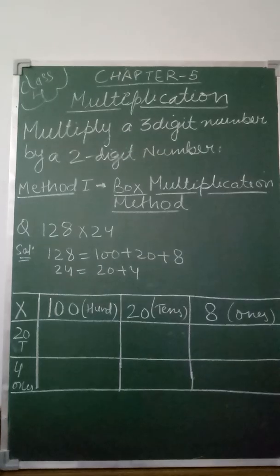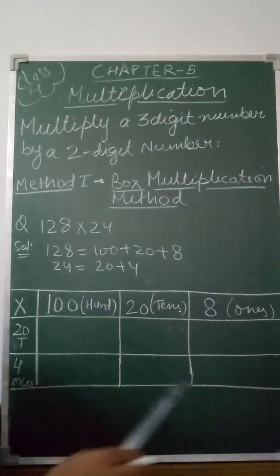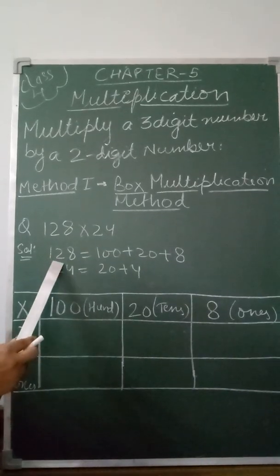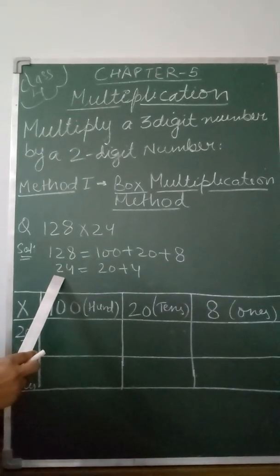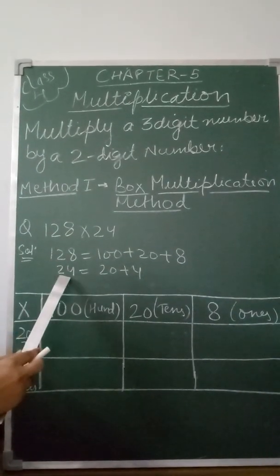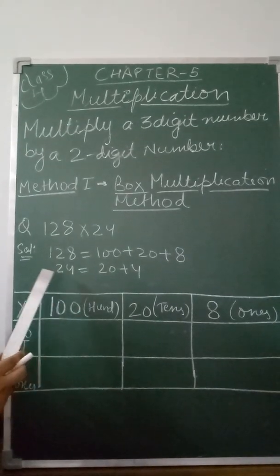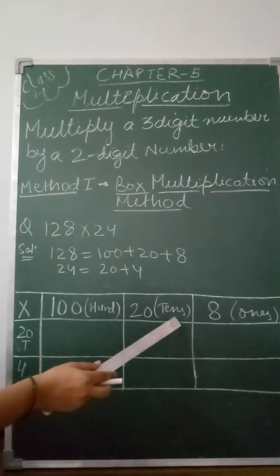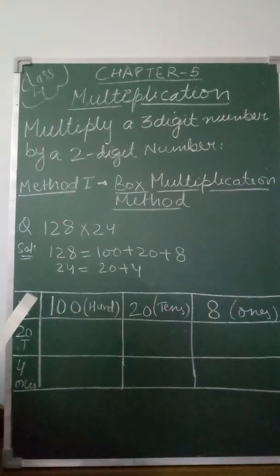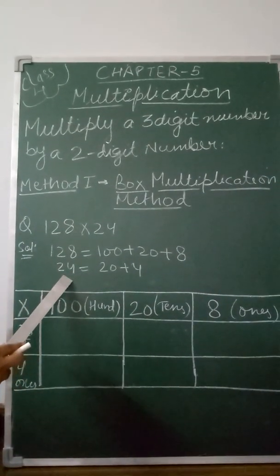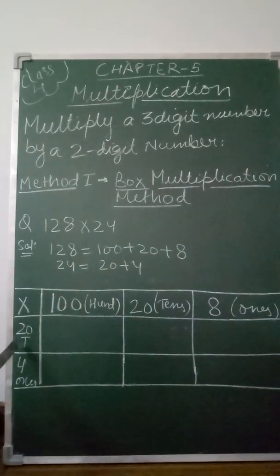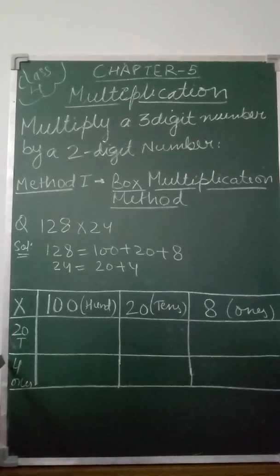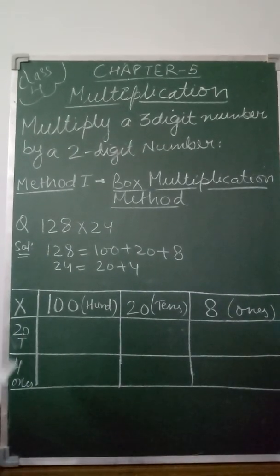Now what is the step after this? Make a table like this. The first step is expand. This is the multiplicand and this is the multiplier. The first number is the multiplicand and the second number is the multiplier. Expand the multiplicand in the first row of the table. Now the second step is expand the multiplier and write it in the first column of the table. So this is the tens and this is the ones place.